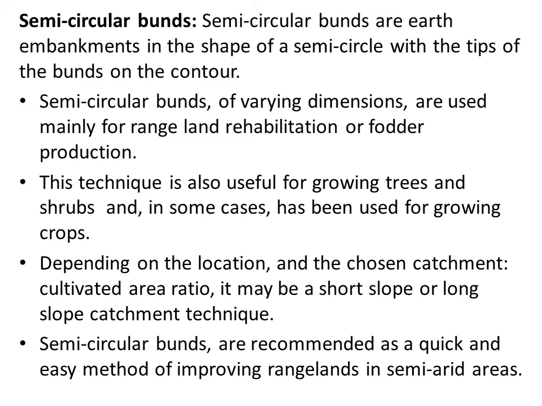Semicircular bunds. Semicircular bunds are earth embankments in the shape of a semicircle with the tips of the bunds on the contour. Semicircular bunds of varying dimensions are used mainly for rangeland rehabilitation or fodder production. So semicircular bunds differ in their dimensions and are used mainly for the rehabilitation of grazing lands as well as for fodder production. The technique is also useful for growing trees, shrubs, and in some cases has been used for growing crops.